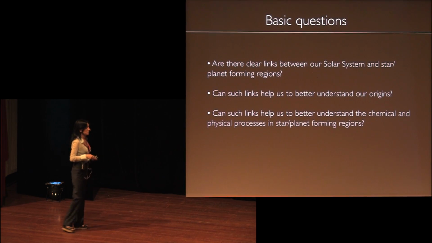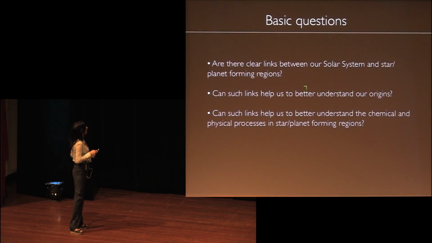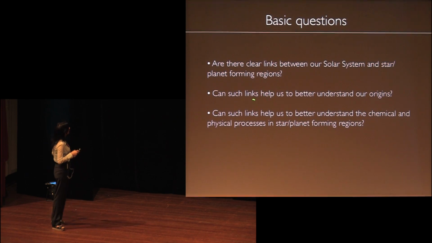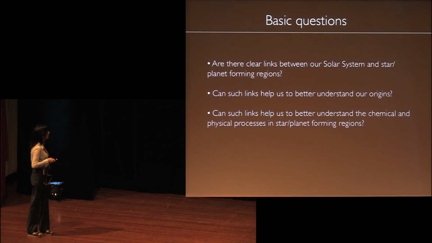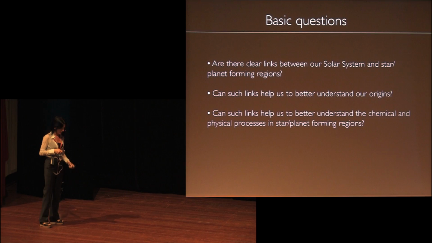So some basic questions that were at the base of our interest in joining forces with other communities are simply: are there clear links between our solar system and star and planet forming regions? Can such links help us to better understand our origin? And at the same time, of course, we also want to help the other community and ask, can such links help to better understand the chemical and physical processing in star and planet forming regions?